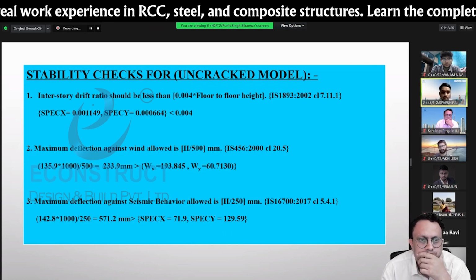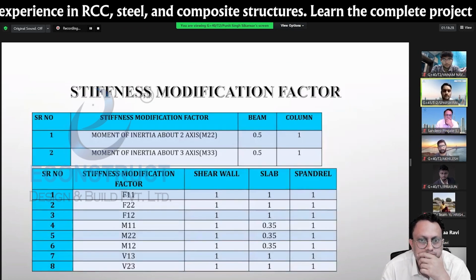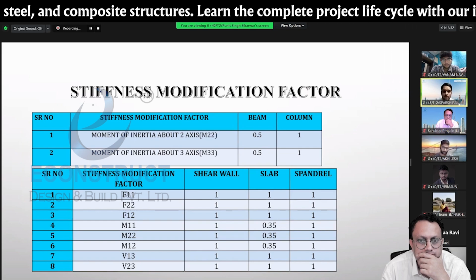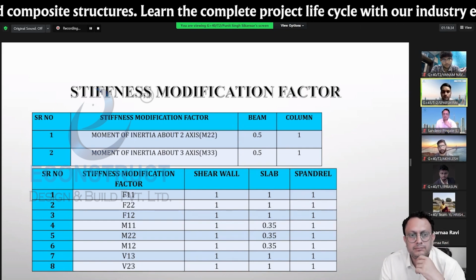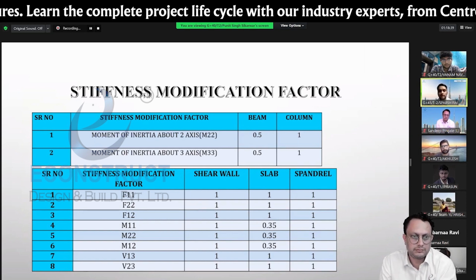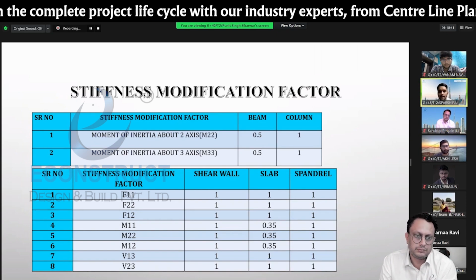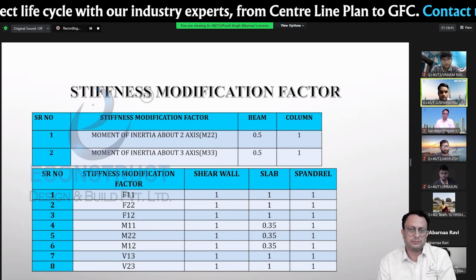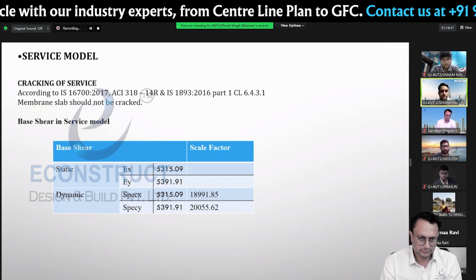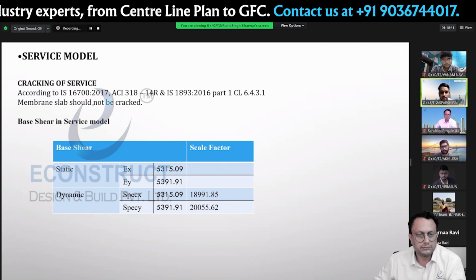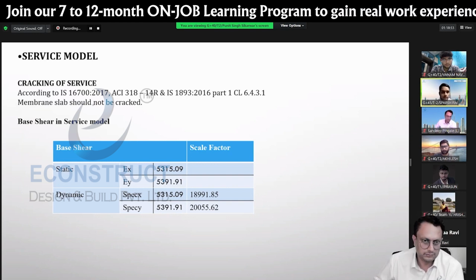Next slide. Moving on to the service model of Tower 1. These are the stiffness modification factors which we have taken from IS 875 (2016) and IS 16700 (2017). Next slide, please. In the service model, these are the static and dynamic base shear. After scaling, we got scale factors of 18,000 and 20,000.